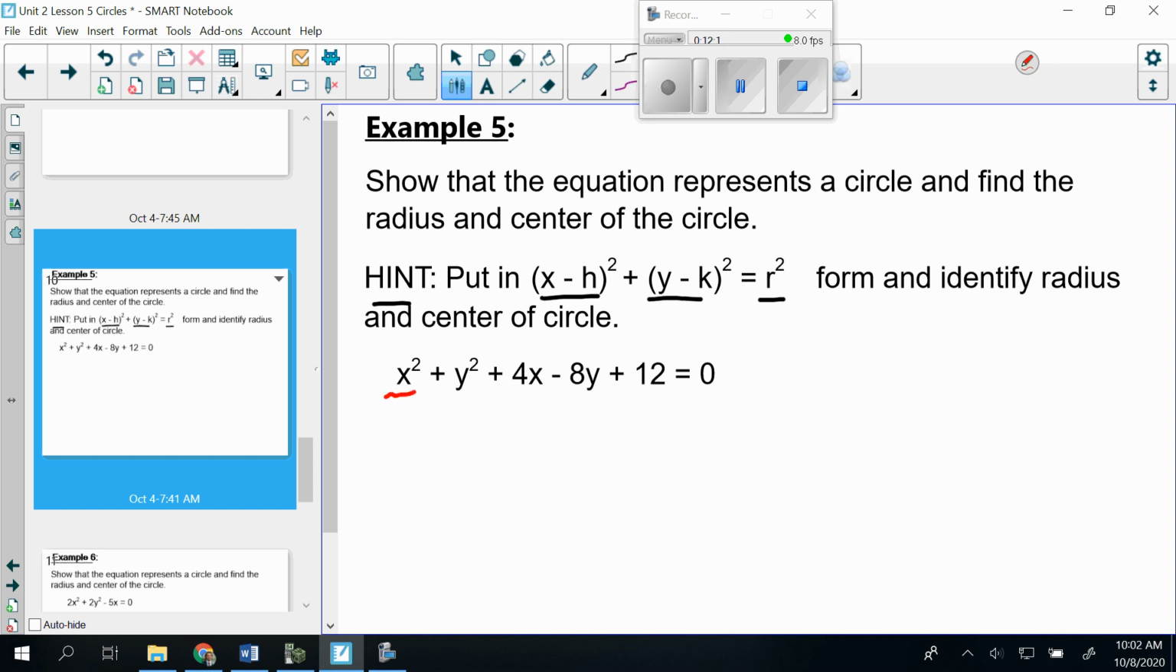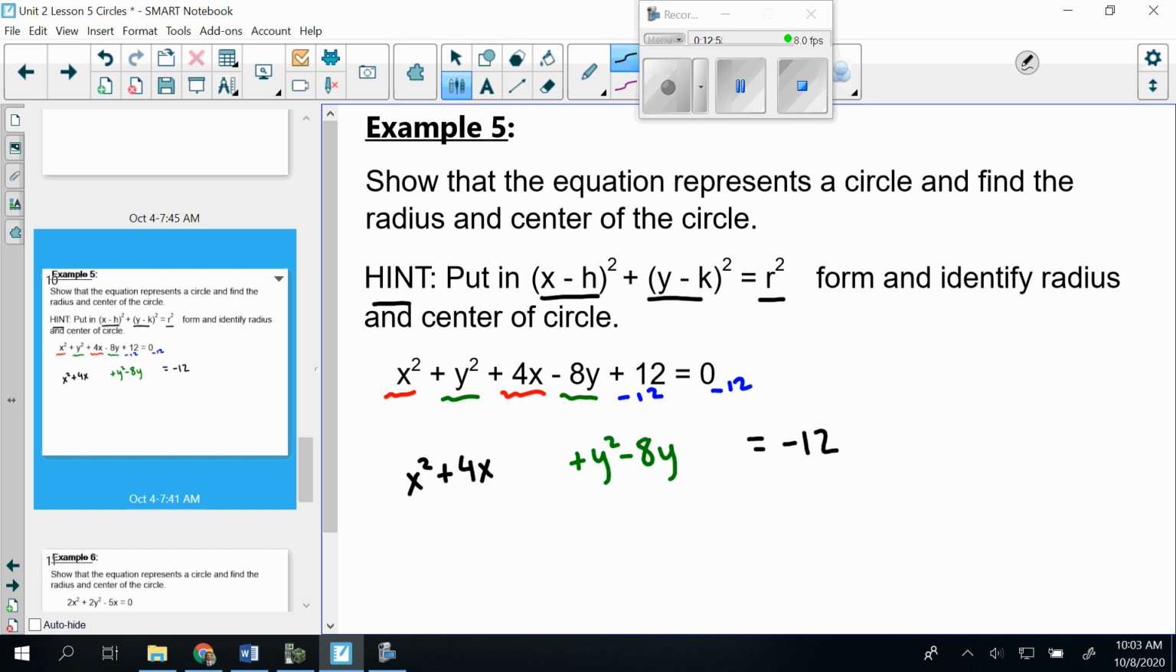So I'm going to group together my x stuff. So we got x squared plus 4x. I'm also going to group together my y stuff. So y squared minus 8y. And then my last number here, that 12, I'm going to move to the other side. So I'm going to subtract it over. So this is now equal to negative 12.